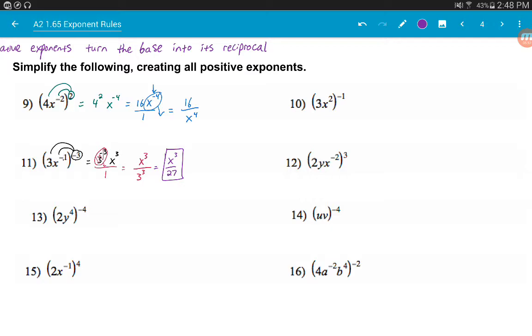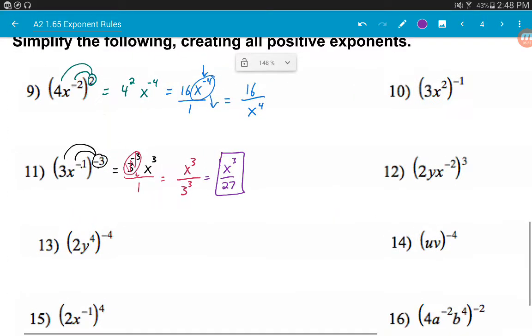If that seemed a little complex, try an example or two from this section before you move on. Just pause the video.